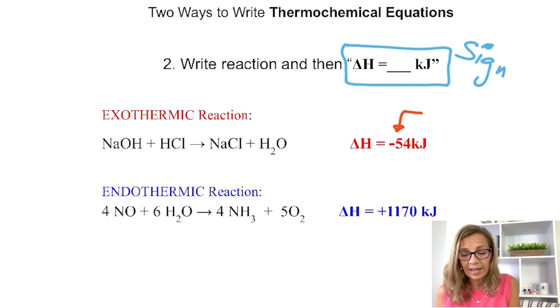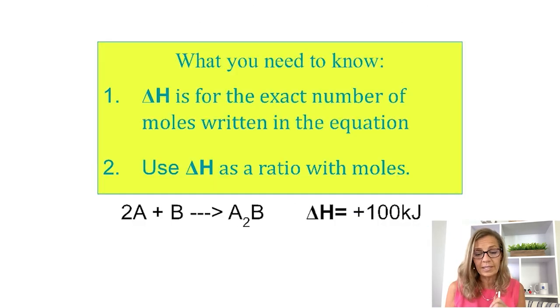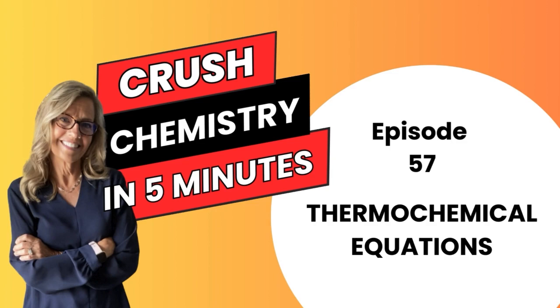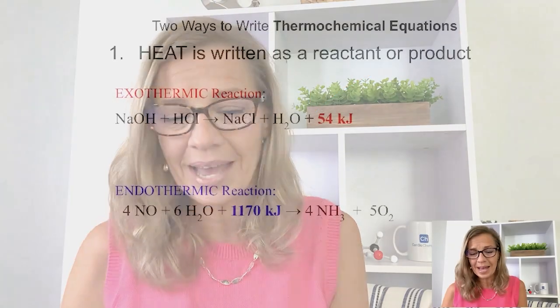to add that negative sign because it's exothermic. Now let me show you how to use these enthalpy changes. For 4 moles, it's per 4 moles of ammonia. So how do we write these?